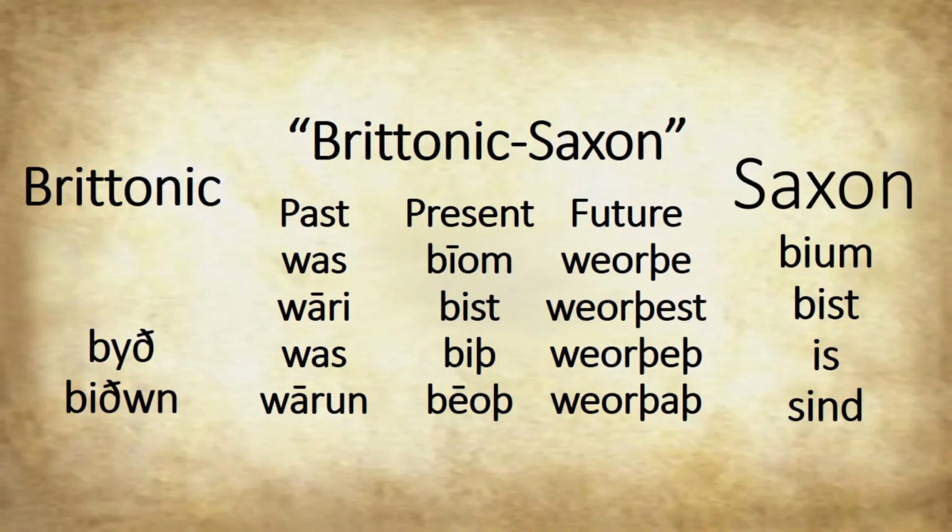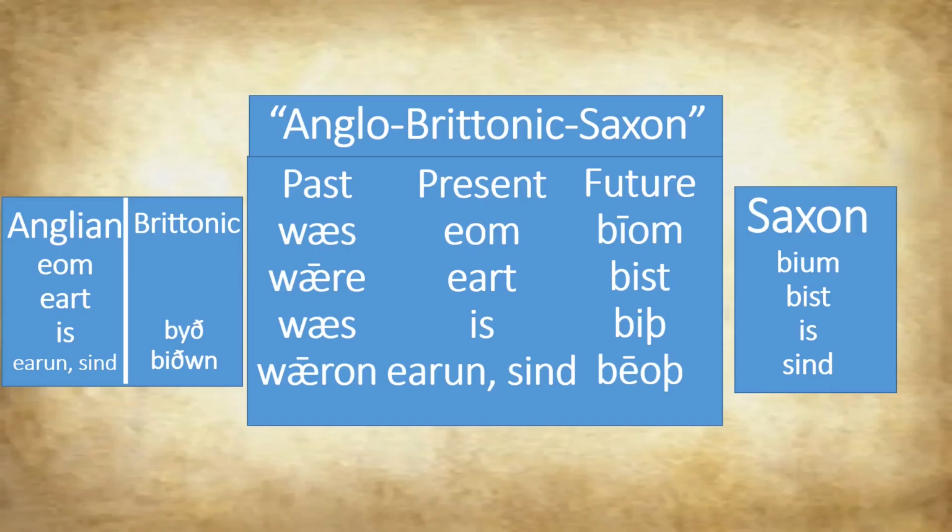And then moving on to Brittonic Saxon, where we have the bith and beoth, and so this would be Brittonic Saxon. Of course, the future forms are from the Old English weorðan. Then we get into something more complex, Anglo-Brittonic Saxon. So we're adding on like Lego pieces, if you will. This is what you would see in typical Old English, or Anglo-Saxon.